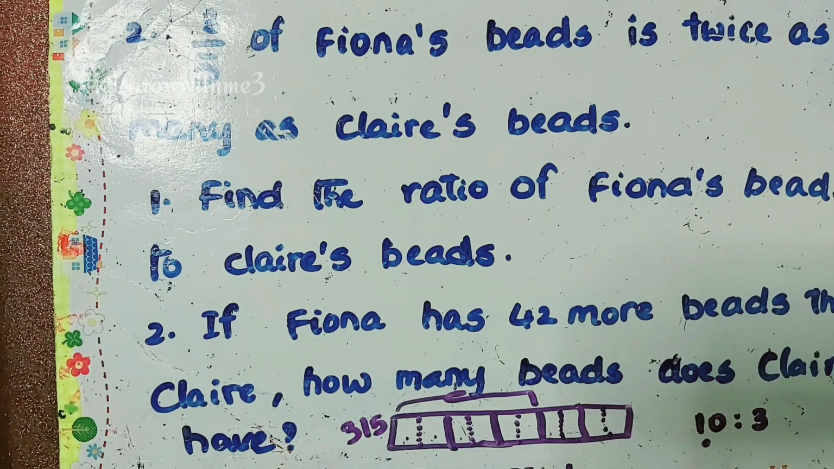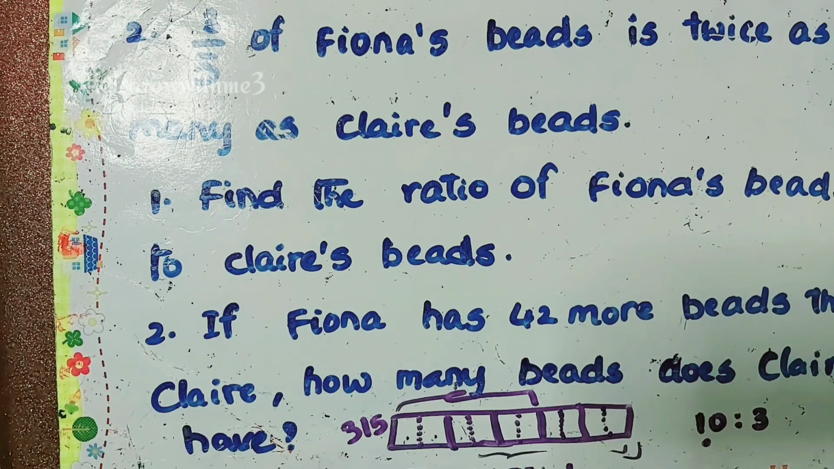Next we have one more question over here, the second question. Yana has 42 more beads. So actually Clary still has 3 units, both are the same, but whatever the extra units Yana has, that value is equal to 42. So 7 units is equal to 42. If 7 units is 42, then 1 unit is equal to how much?